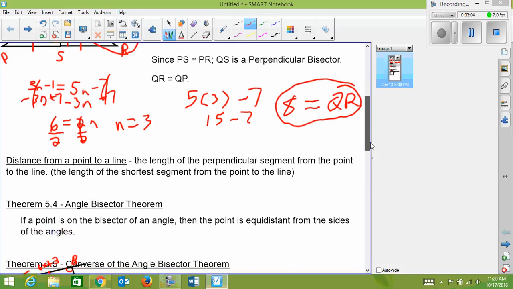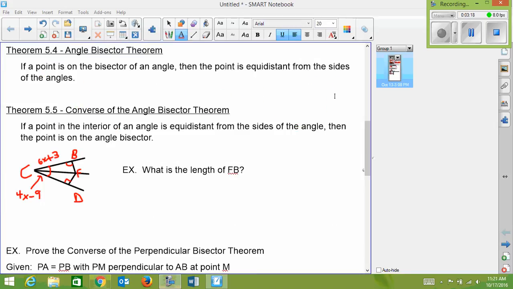Theorem 5.4, which is the angle bisector theorem. If a point is on the bisector of an angle, then the point is equidistant from the sides of the angle. Okay, so before we were talking about the perpendicular bisector theorem. Now this is the angle bisector. So you're cutting an angle in half this time. So the point would be equidistant from the sides of the angles. And that would make sense. If you're cutting right through the middle of it, it would have to be halfway between.